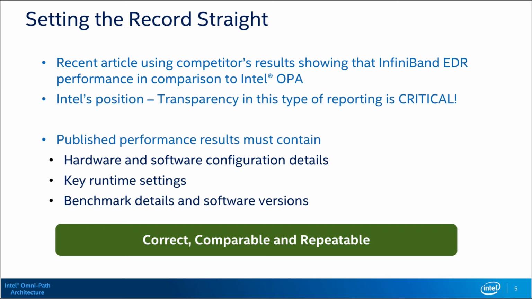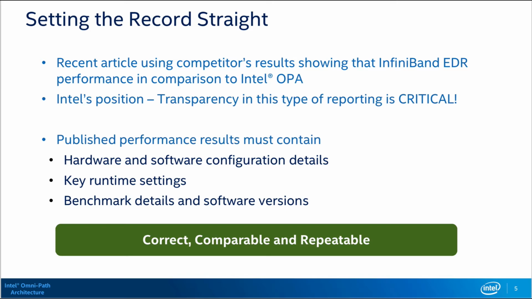Intel is very key on full transparency, performance information, and reporting of it. We consider it critical. So when we publish performance information, we publish the hardware and software configurations, key runtime settings, the details of the benchmark software versions. We try to make sure all of the information is correct, it's comparable when we do comparisons between the two technologies, and it's repeatable. So we fully document everything with this. Unfortunately, that article lacked all of that detail.